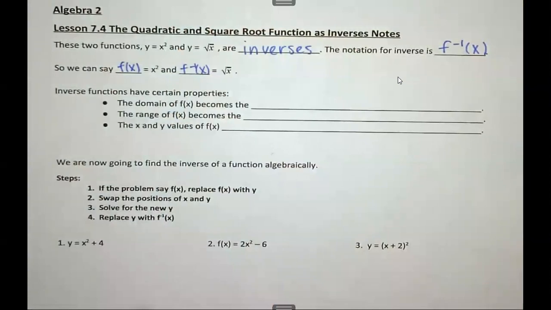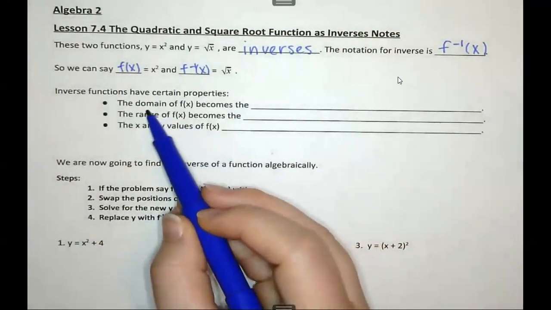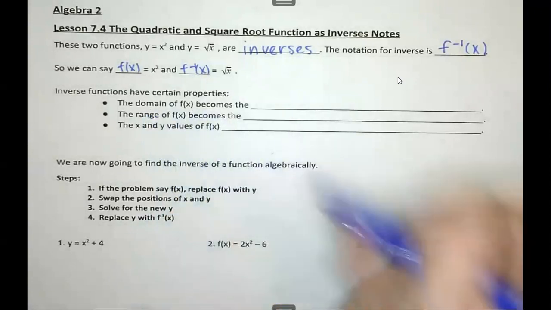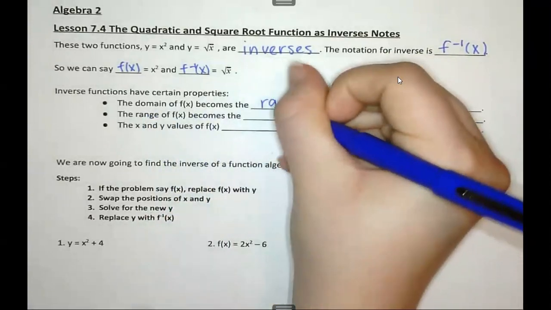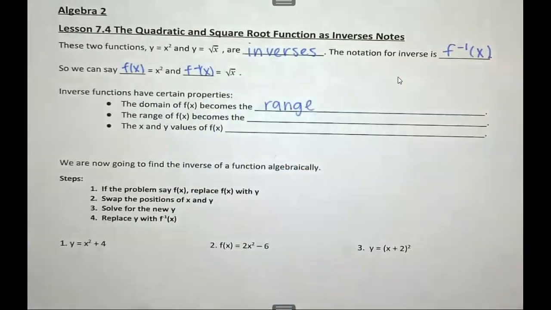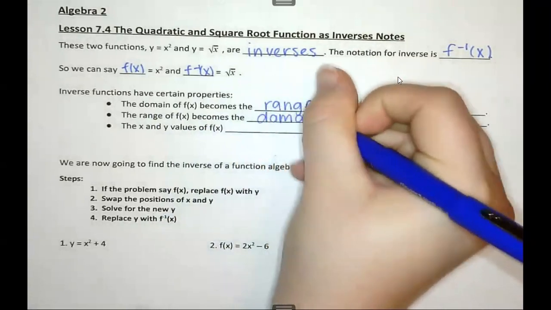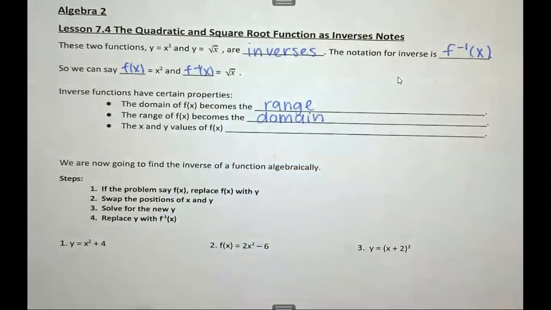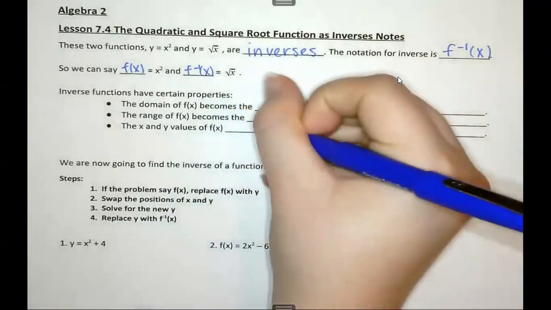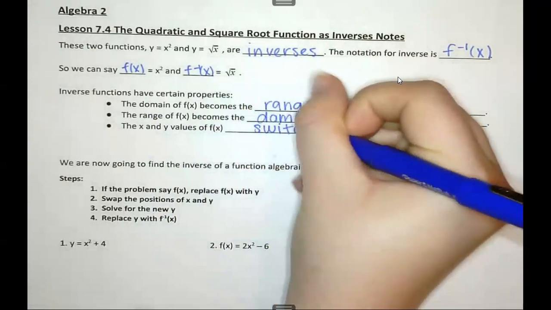So that being said, inverse functions have certain properties. We know already for coordinate points that the domain of f of x becomes the range. We switch their places. The range will become the domain. Therefore, the x and y values for f of x switch for an inverse.